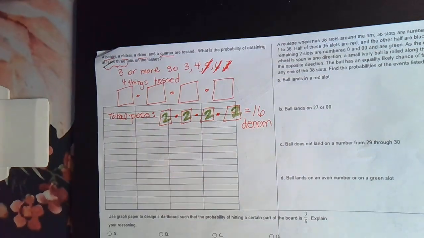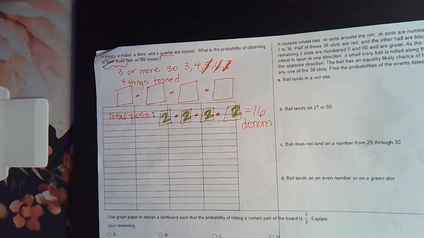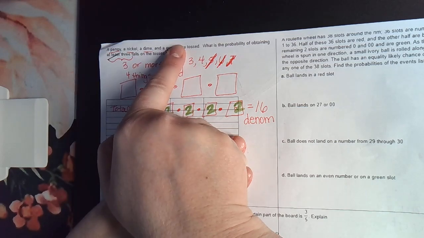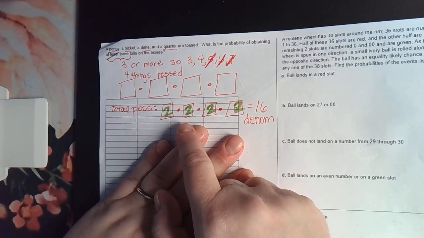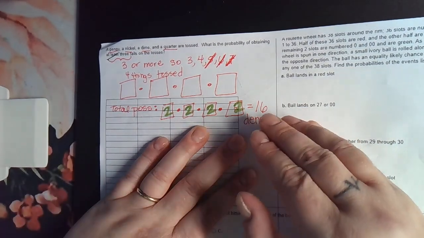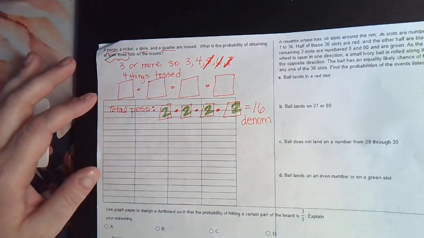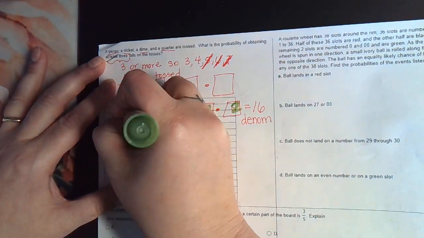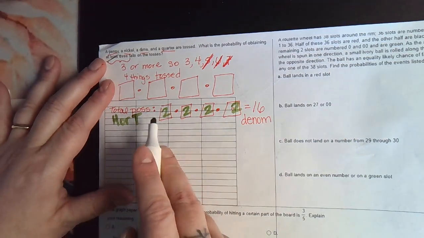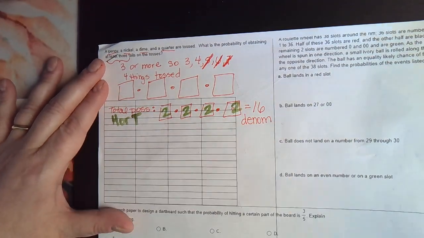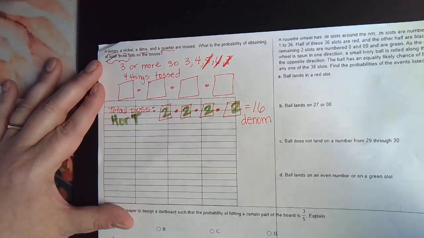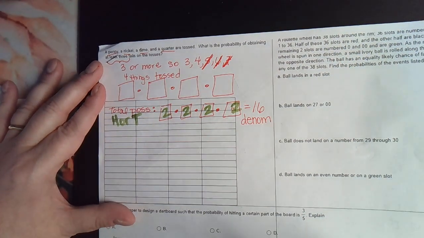Okay, anyway, so to figure out all the possibilities, since we're tossing 4 coins, we multiply something 4 times, and since there's only a heads or a tails that we could have, that's only 2 things, so that's why I put 2 in there. Okay, so my denominator is definitely going to be a 16.